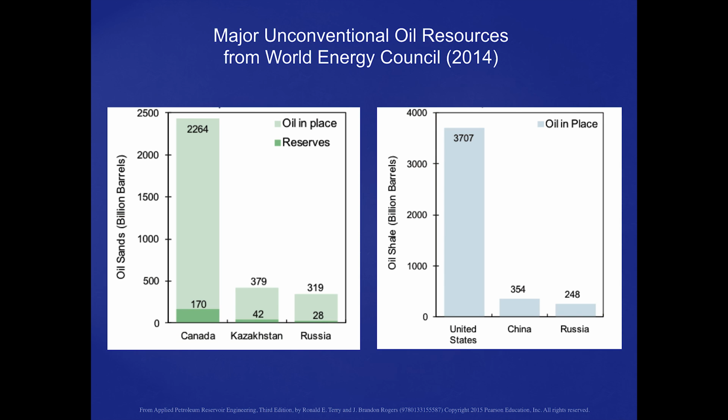Here is a slide showing the major unconventional oil resources from World Energy Council in 2014. This is a slide showing the amount of oil sands. The light green is what's in place, and the dark green are the reserves. And you can see that Canada has a large supply of oil from oil sands or tar sands. The second picture on this slide shows the oil shale. And you can see the United States has a huge supply of hydrocarbons from oil shale.